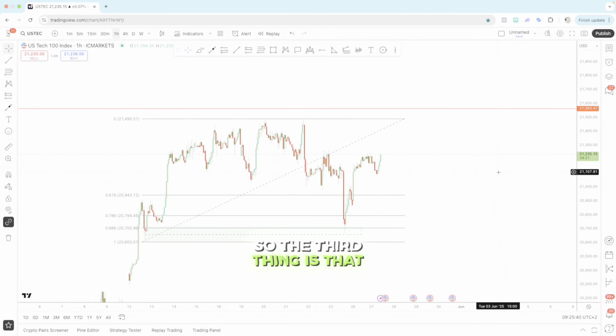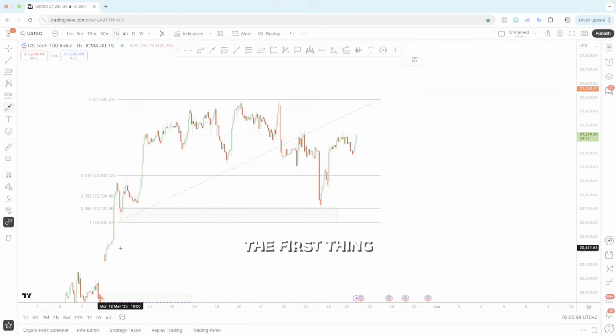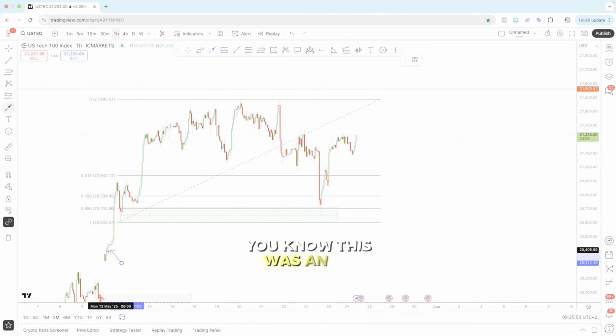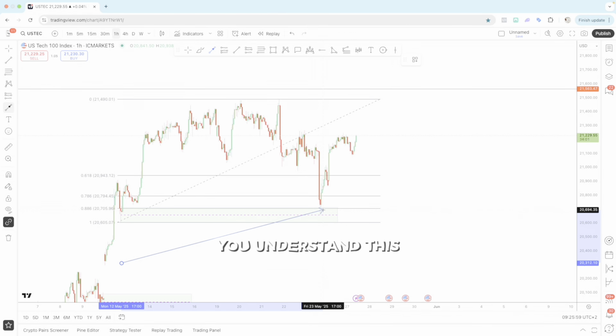So the third thing is that I look for confluence. What do I mean by that? When multiple factors align, that's when I pay attention. Let's say for instance here, the first thing was we are approaching the 88.6 level. This is an upward trend, but now we're approaching the 88.6, which is a high level of reversal for me. I understand this.